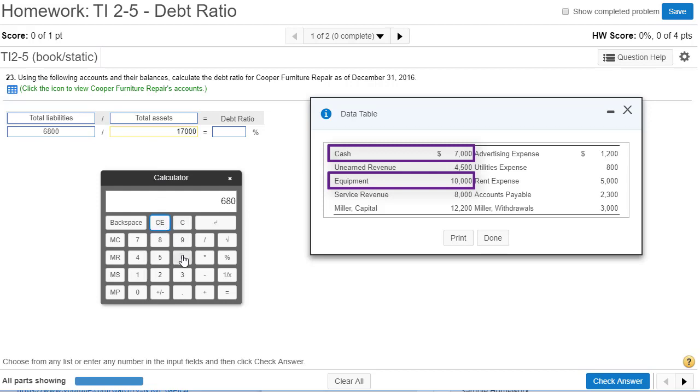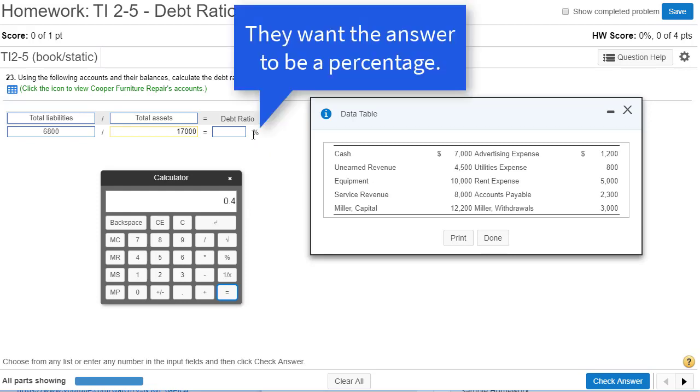So 6,800 divided by 17,000 equals a decimal. Oh, that's not right. Maybe I put 68,000 in there. 6,800 divided by 17,000. There, that looks better. Gives us 0.4.